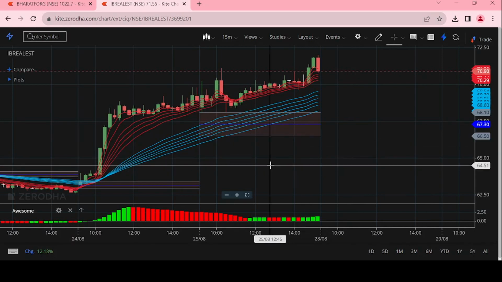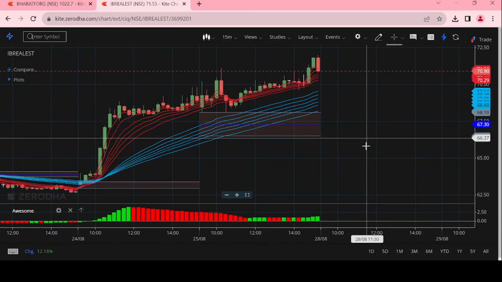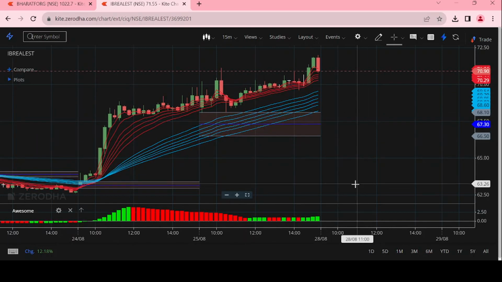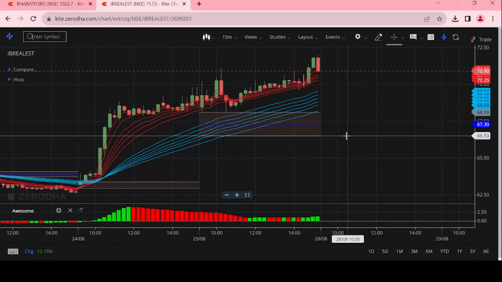Now, why we need three indicators is basically to have a kind of double confirmation before we enter into the trade. That's the reason why we are using multiple indicators as part of this particular trading technique. Now in this chart I have IB Real Estate. This illustration is primarily for a long trade, so I will explain the entry criteria for a long trade.